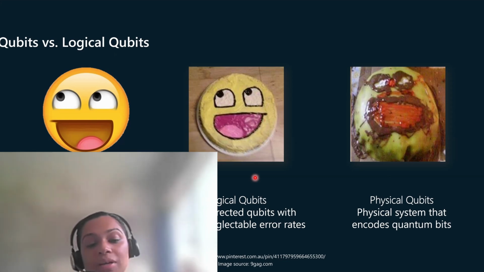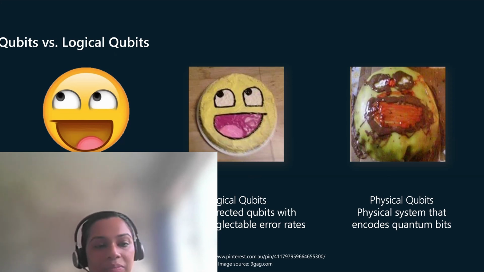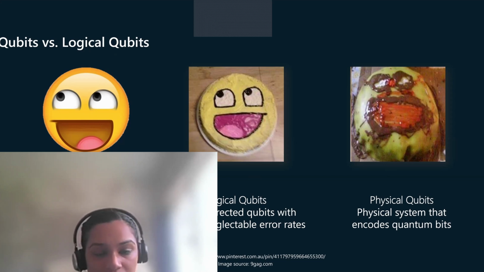So logical qubits are key because they are reliable. They give us the reliability that we want for our computations.